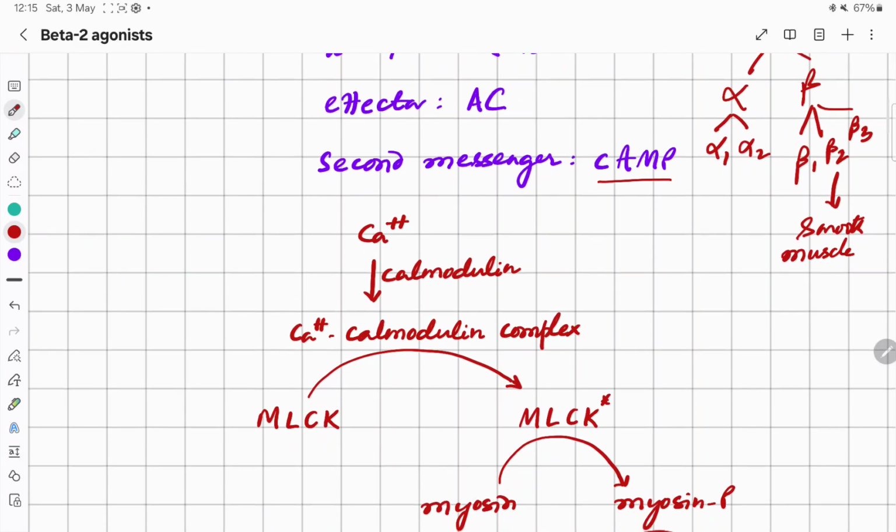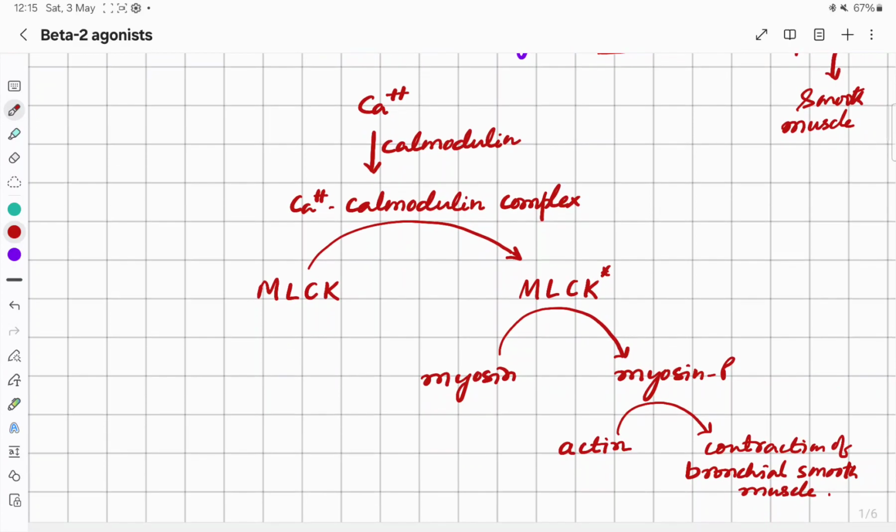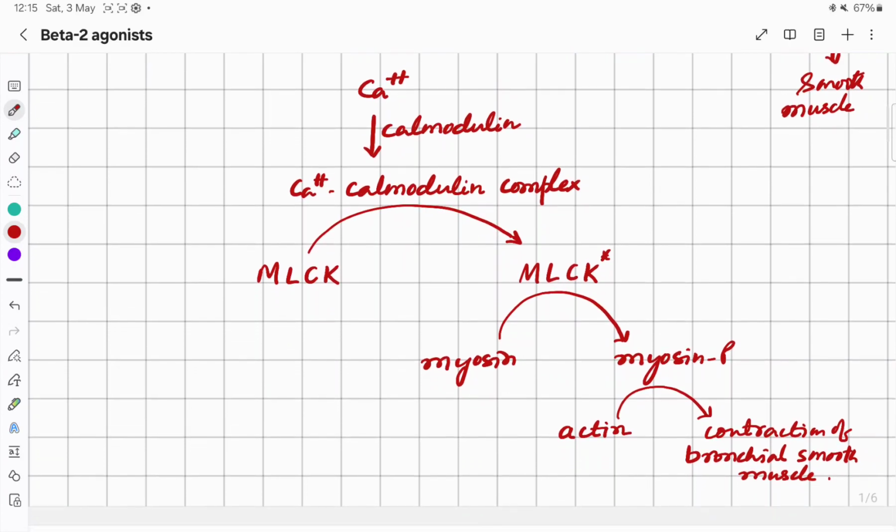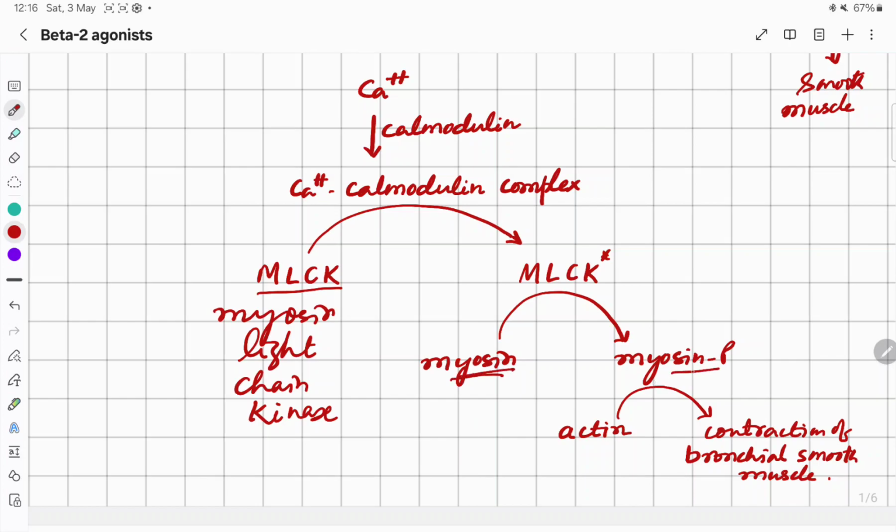In smooth muscles, calcium is required for mediating contraction. Calcium first binds with a cytosolic protein called calmodulin to form the calcium calmodulin complex, and this complex activates the enzyme myosin light chain kinase. This enzyme on activation phosphorylates the contractile protein myosin, and because of phosphorylation it now has the energy to bind with the other contractile protein actin, and actin myosin binding causes contraction of bronchial smooth muscles.